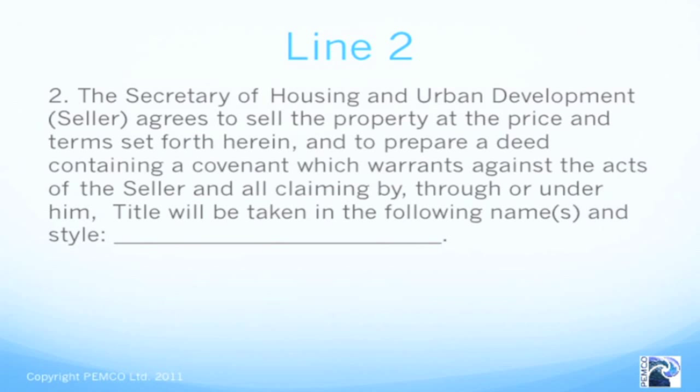Line 2 is stating that HUD has in fact accepted the bid and agrees to sell the home. This blank requires your buyer's name to be repeated exactly the same way as line 1. If you have printed this form from the HUDHomestore.com account, this line should be auto-populated for you. That being said, this brings us to our first commonly made error.